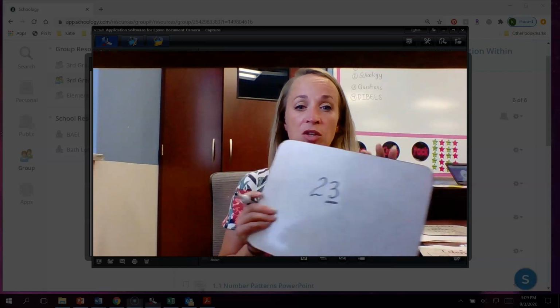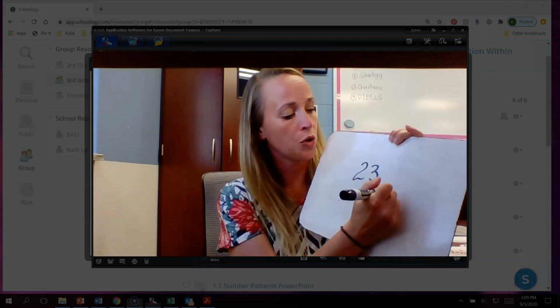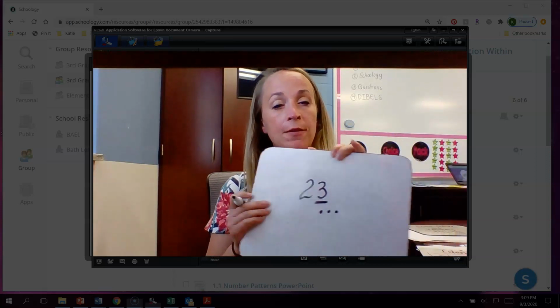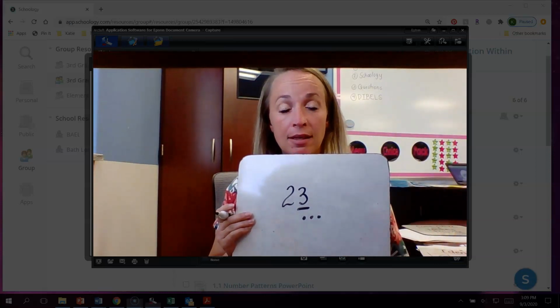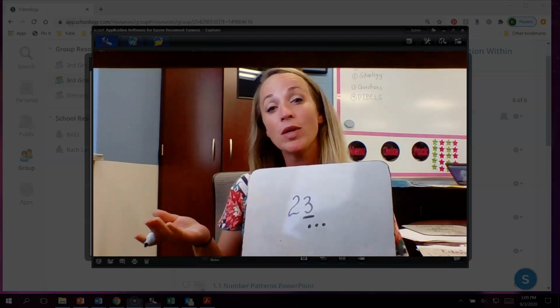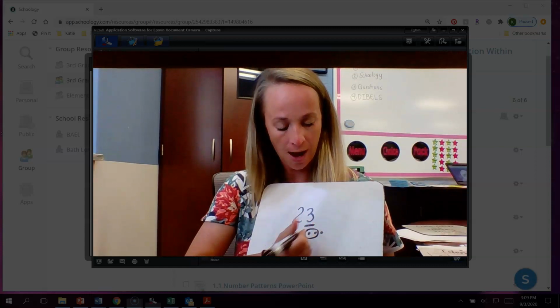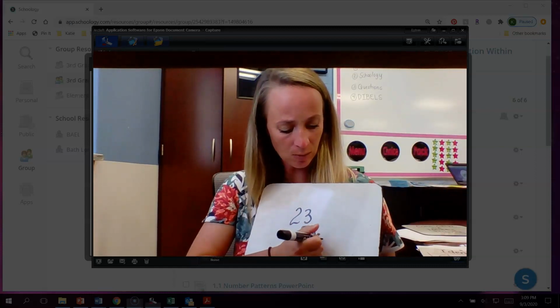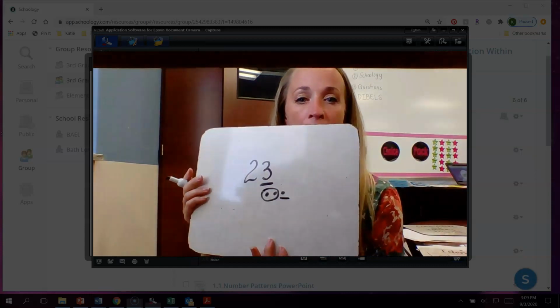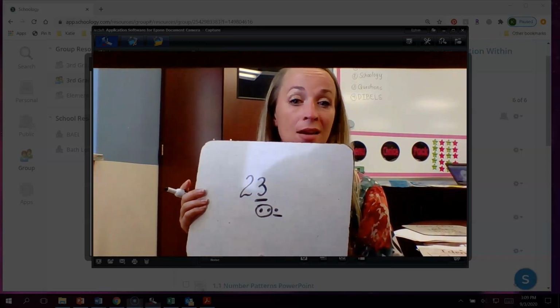But another way to do it is to draw out 3 dots. 1, 2, 3. If it's even, they have a friend or a buddy. If it's odd, there's an odd man out or someone's left out. Well, if I look here, they have a friend, but this one does not. So it's the odd man out. The number 23 is an odd number.